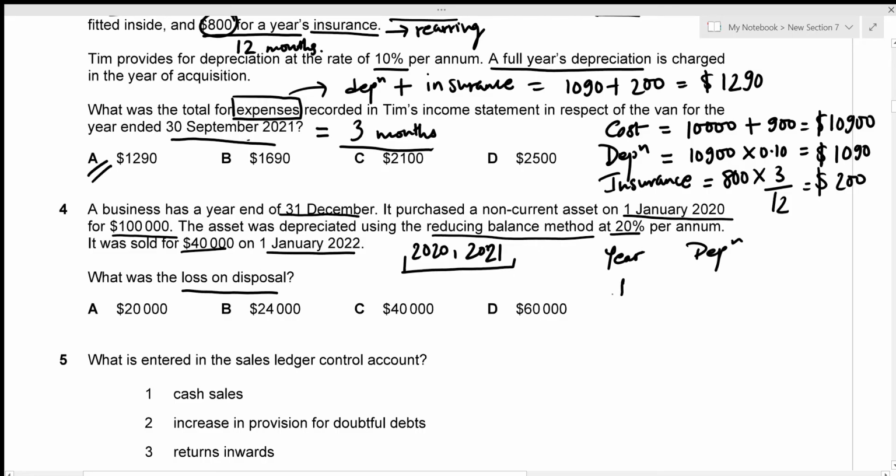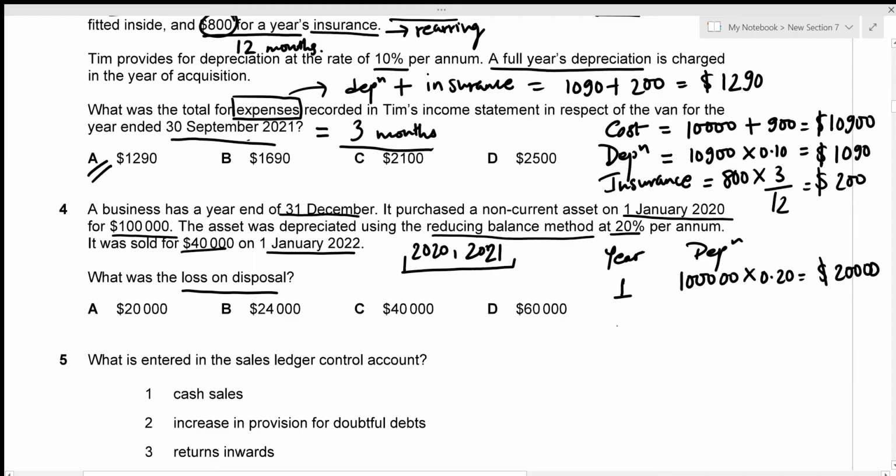All right, for the first year, we are given the depreciation method as reducing balance method. So in order to calculate the depreciation using the reducing balance method, we need to multiply the rate with the net book value. But since we're talking about the first year, there's not going to be any accumulated depreciation, which means that the net book value is just going to be equal to the cost of the non-current asset, which is 100,000. So that's just going to be 100,000 times the depreciation rate of 20%. So that gives us the depreciation of 20,000 for the first year.